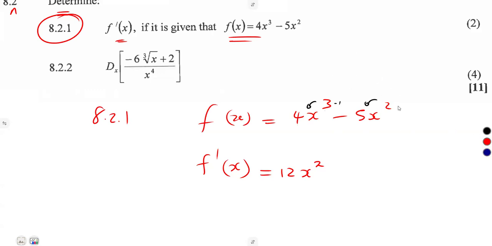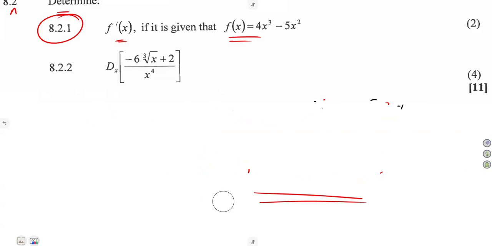You're going to drop the power, then subtract 1. So 2 times 5 is going to give us negative 10. X to the exponent of 2 minus 1, that's 1, which is the same as X. So you can just leave it like this. You're done. All right, for 2 marks.